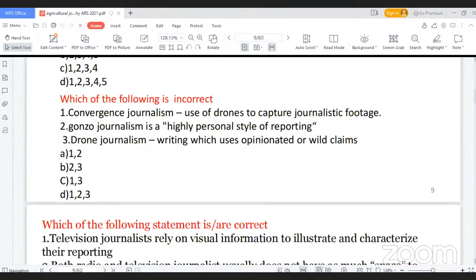Then which of the following is incorrect? Convergent journalism, use of drone. No, use of drone means drone journalism. Gonzo journalism, highly personal style of reporting. This is correct. Like gonzo journalism, a highly personal style of reporting. And drone journalism, as you will agree, this is interesting. So 2 is correct, 1 and 3 are incorrect. But you are asking for the incorrect one, so 1 and 3.